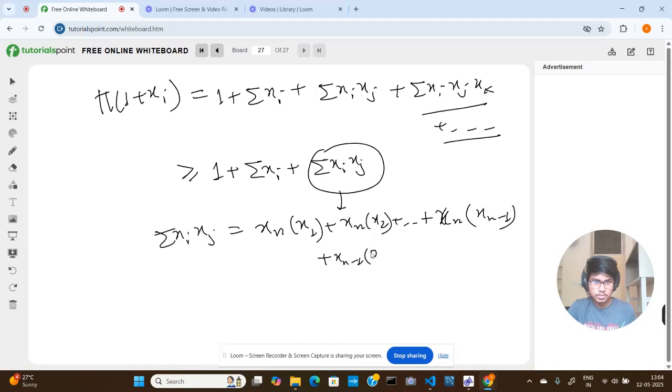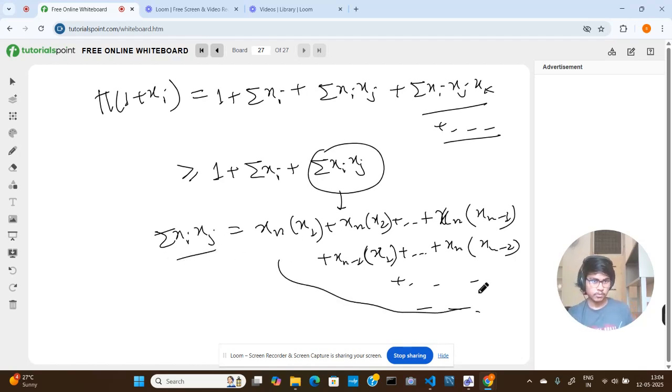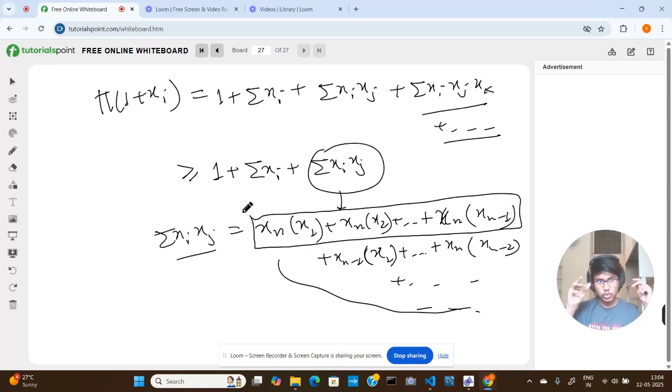plus xn minus 1 times x1, and so on, xn times xn minus 2 plus. So you can say in the summation xi xj, these terms will be involved. And in the summation xi xj also, I will not be interested in all the terms. Let's look at the terms only involving xn, because what we know is xn is non-zero surely. So let's look at the terms which involve xn.